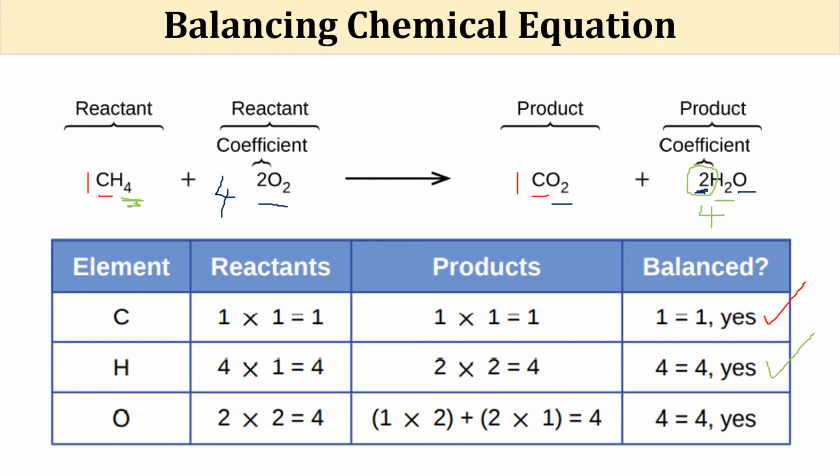So we're going to add 2 oxygen atoms in carbon dioxide and the 2 from the coefficient of oxygen in the water. We will say it's 4. 2 plus 2 is 4. So yes, oxygen is balanced. Therefore, this equation where methane and oxygen react to form carbon dioxide and water is balanced.